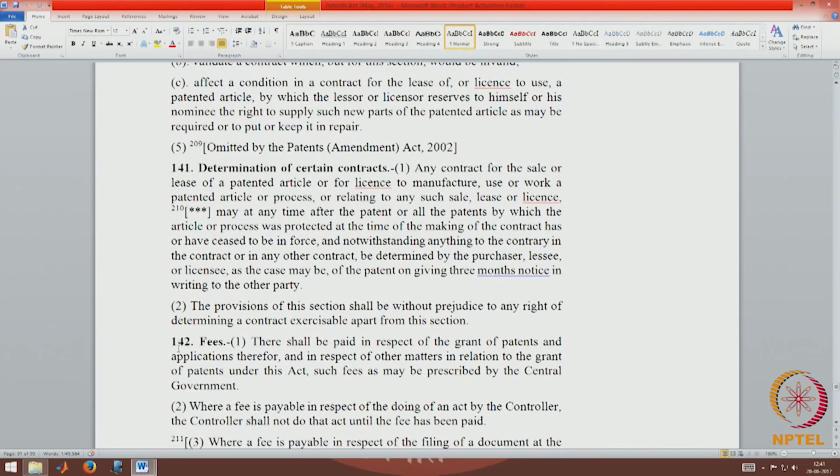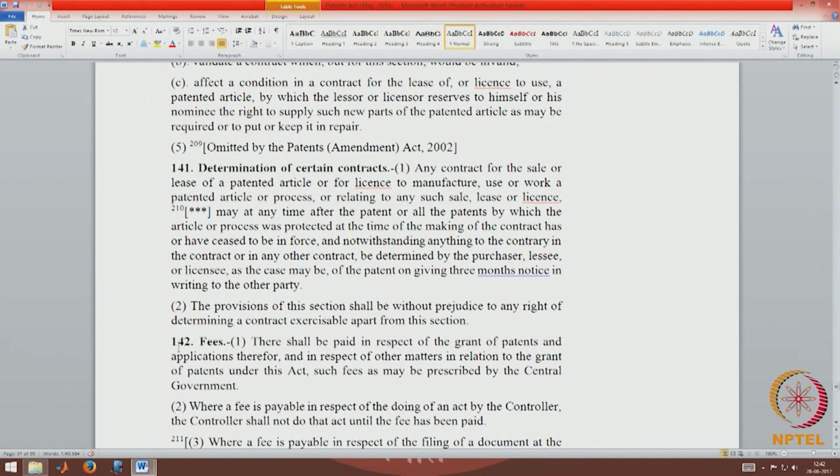Now, section 141 deals with a provision where certain contracts, like a contract for a sale or lease of a patented article, or a license to manufacture, use or work a patented article, or relating to any such sale, lease or license, may at any time after the patent or all the patents by which the article or process was protected at the time of making of the contract have ceased to be in force, and notwithstanding anything to the contrary in the contract, be determined by the purchaser, licensee, etc. of the patent on giving 3 months notice in writing to the other party.